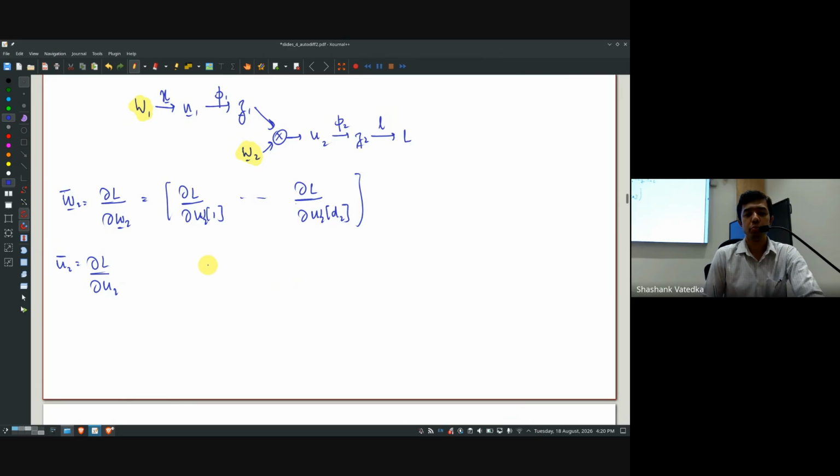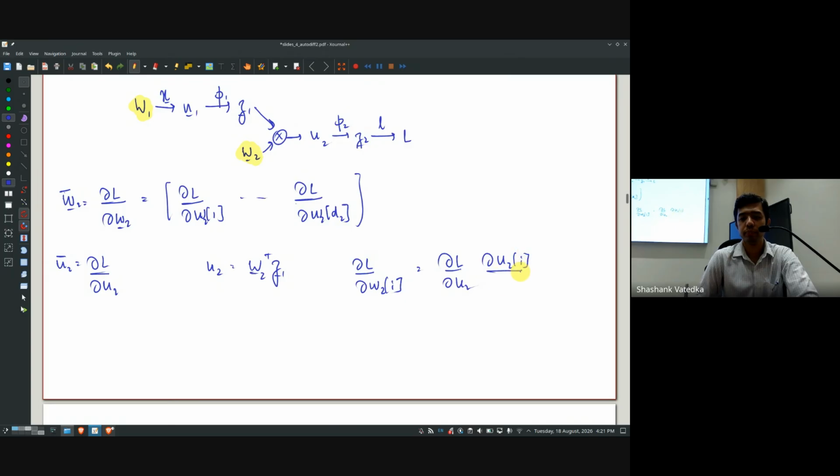Right? And U2 is equal to W2 transpose Z1. So the partial derivative of L with respect to W2 of I is equal to the partial derivative of L with respect to U2 times the partial derivative of U2 with respect to W2 of I.